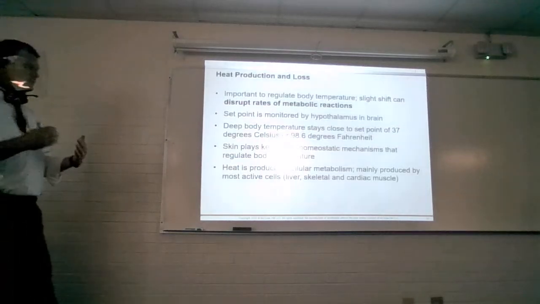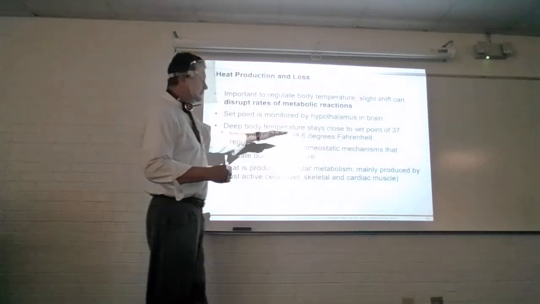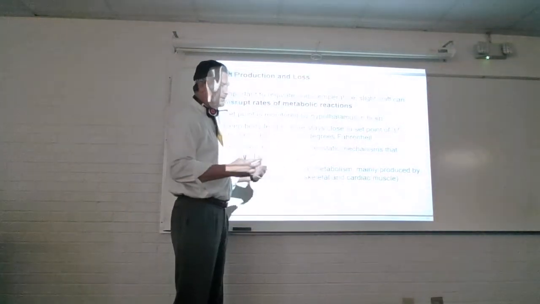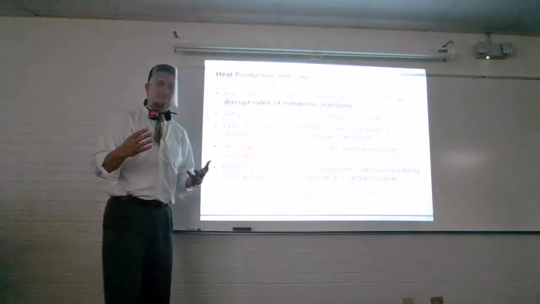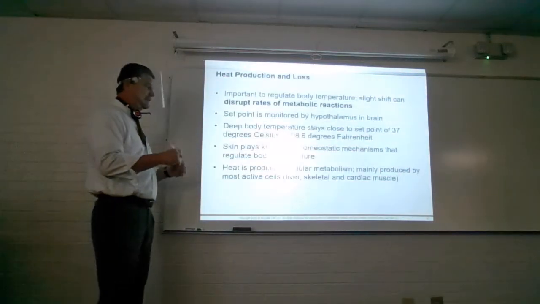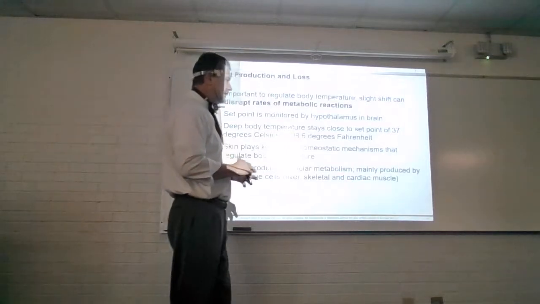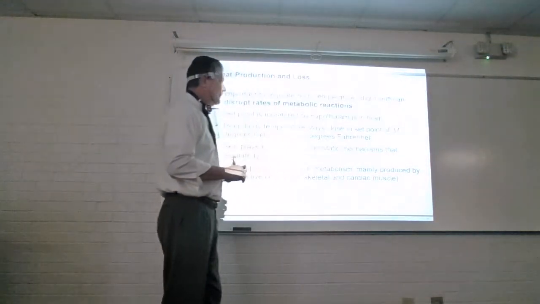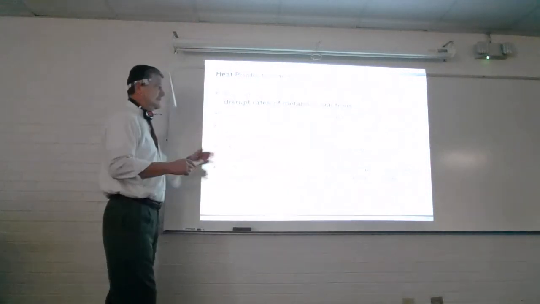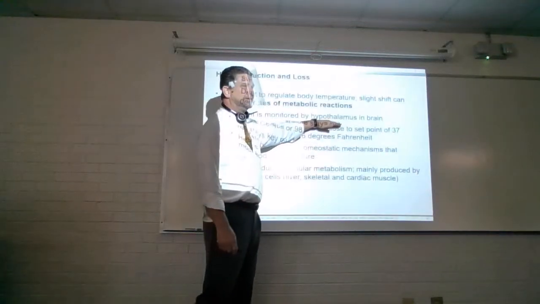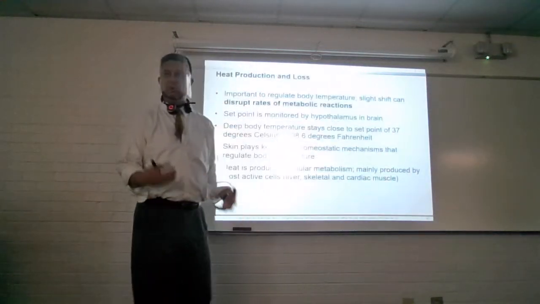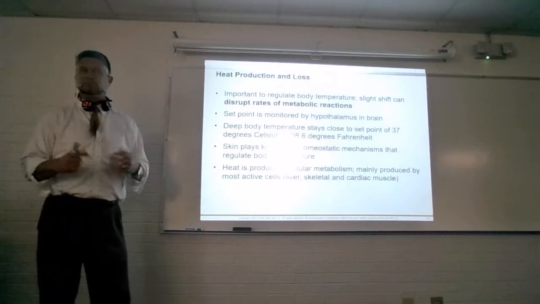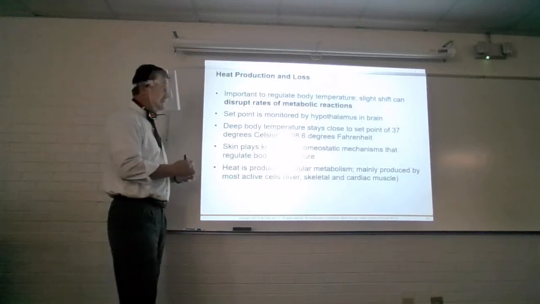Our body has a relatively constant temperature. 98.6, I think most people know, is what we consider normal body temperature. It is a set point that is monitored. You do need to know that the hypothalamus of the brain is what is setting our temperature. It's kind of like our built-in thermostat is in the hypothalamus.